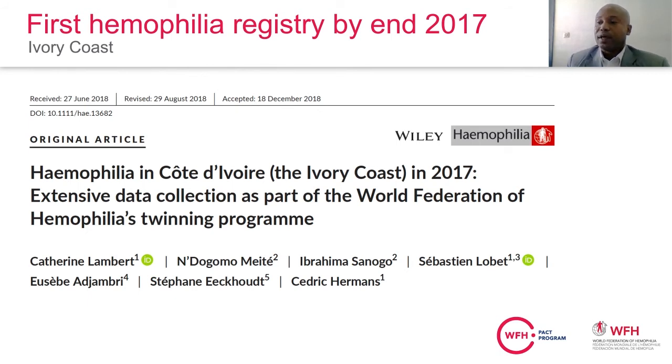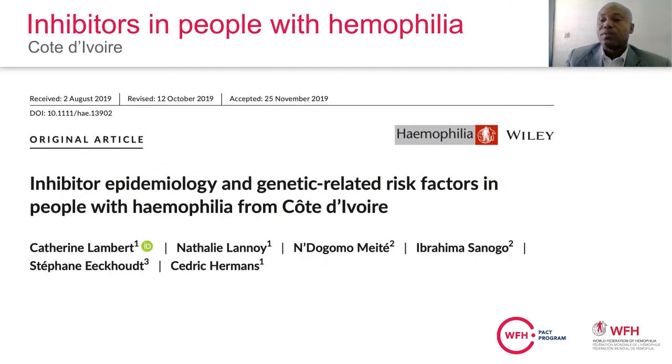We have performed a vast data collection campaign in 2017 in the context of the World Federation of Hemophilia Twinning Program. Such data have been published in an article in the journal Hemophilia. This was the foundation for the first hemophilia registry in Ivory Coast. In the same journal, we have published an article on inhibitor epidemiology and genetic-related risk factors in people with hemophilia from Ivory Coast.